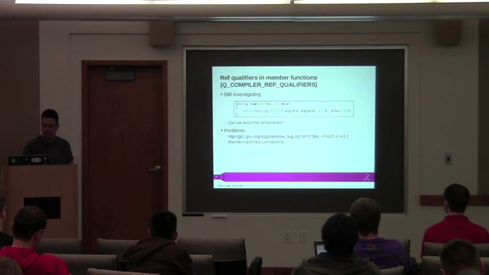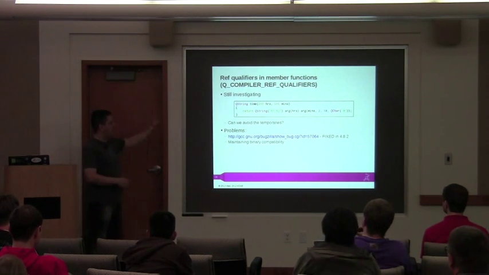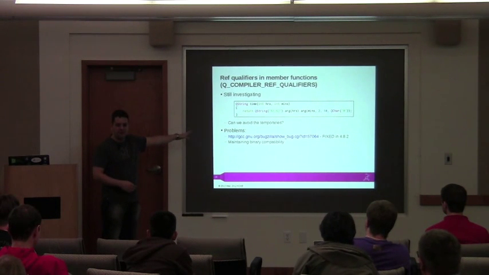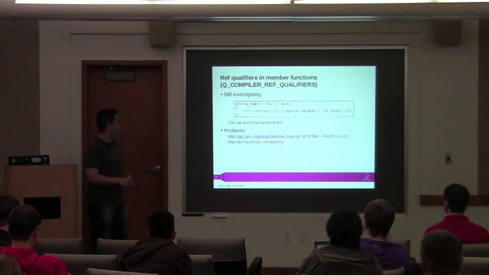I'm still in the letter R and have half an hour left. Ref qualifiers, this is one of the newest things. That's the last feature that GCC implemented in 4.8.1. I started playing with it and found a bug. And it's fixed in 4.8.2.